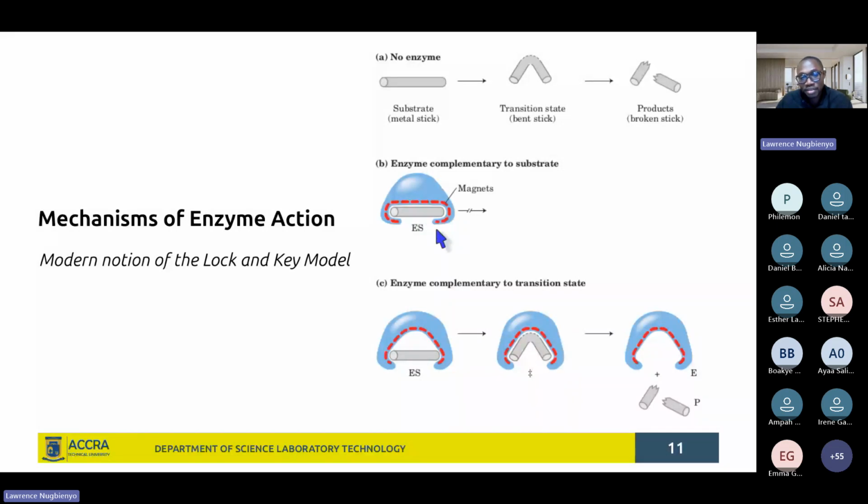So that enzyme substrate complex is not a transition state. It does not become the product. It just binds. There will not be any need for any product to be formed, and so you have the reaction stopping over there. Nothing will happen to that.